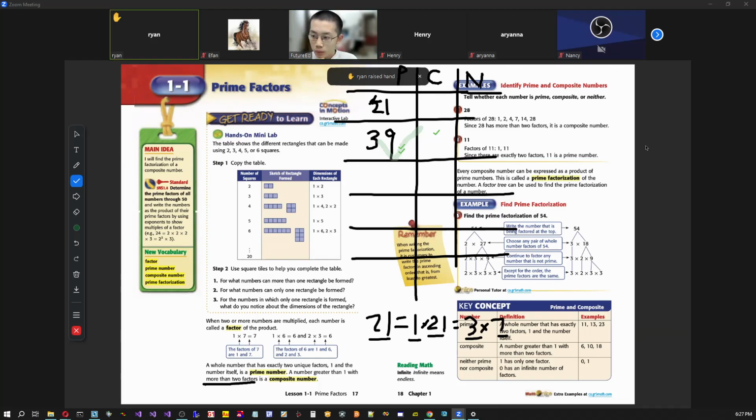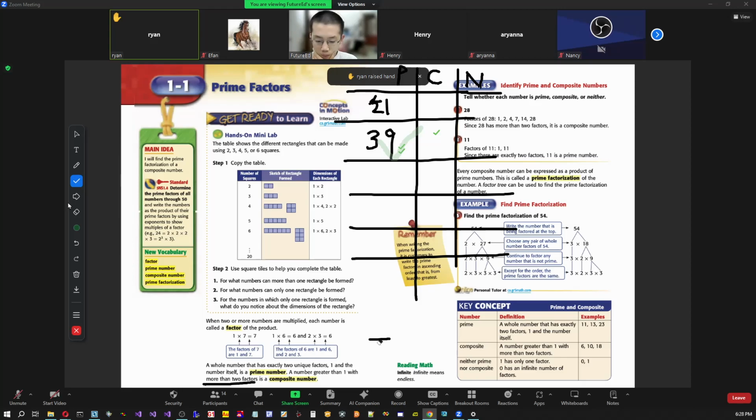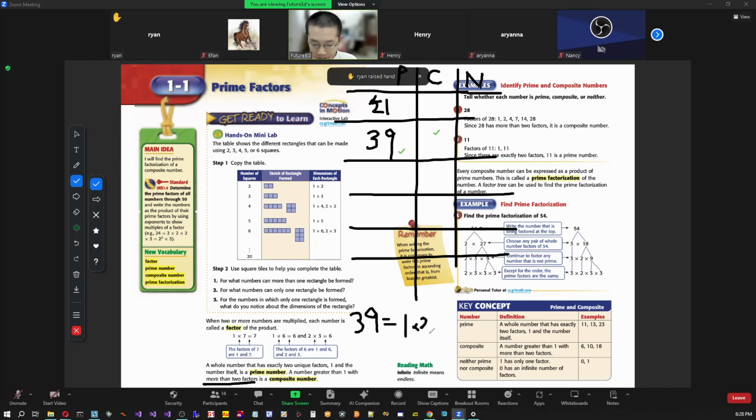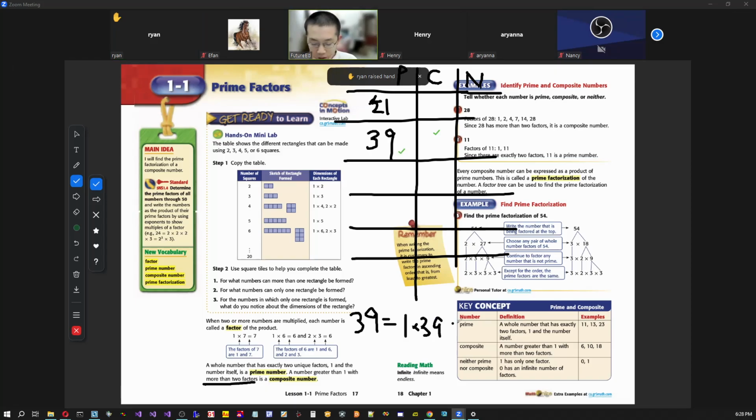Actually, it's not prime, it's composite. Oh, so it's not prime. Why is it composite then? Can you explain? The reason it's composite is because it has many factors, like 1, 3, and 13. That's it. And of course, there's also 39 itself.